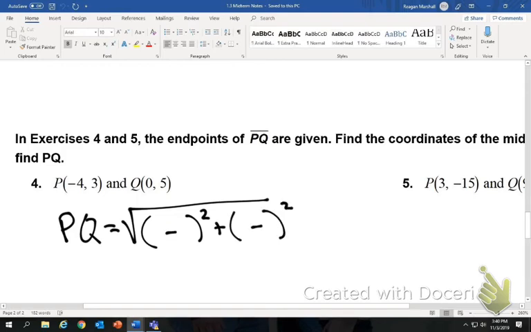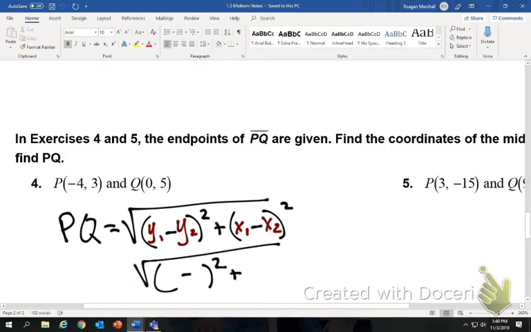So again, you're going to, I believe we said we're going to do y1 minus y2, and the next one minus x2. Again, what matters is that the y's are together, the x's are together, they're being subtracted, and then the middle sign is a plus sign. So we're going to subtract the two y's first.